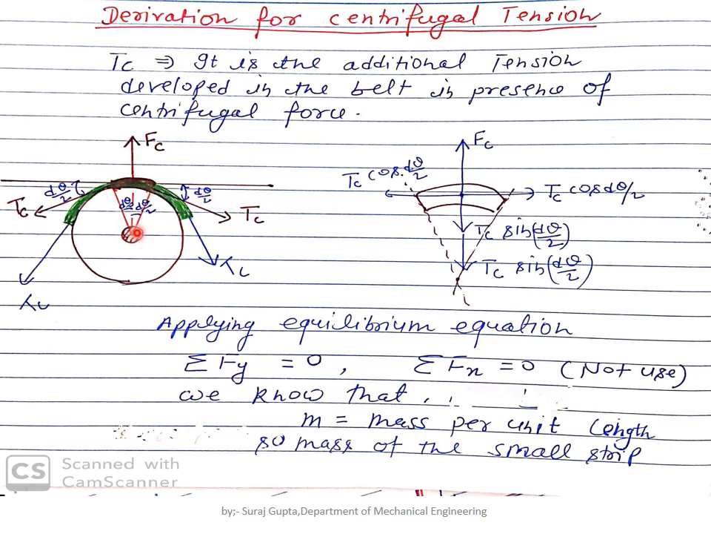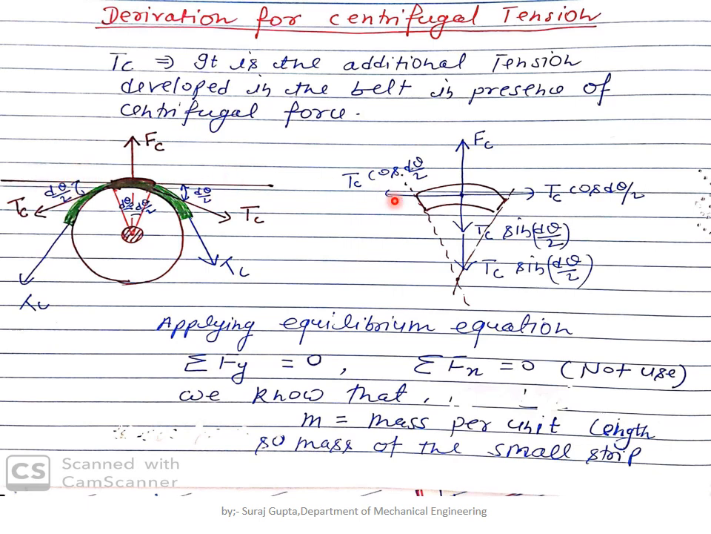If we take this strip of d theta, the half angle is d theta by 2, and this is d theta by 2 also. The centrifugal force Fc is applying in the direction away from the center. In this case we have to balance the upward forces against the downward forces. The total upward force is Fc only, and if we take the component of this Tc in the horizontal and vertical directions, the horizontal component will be cancelled out.